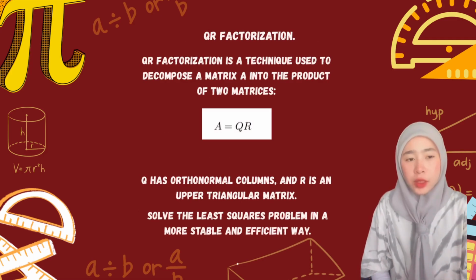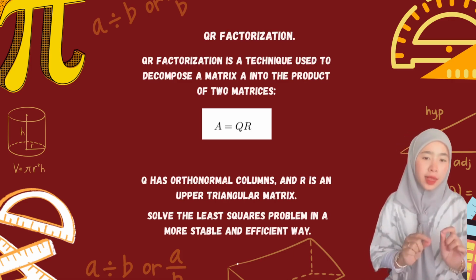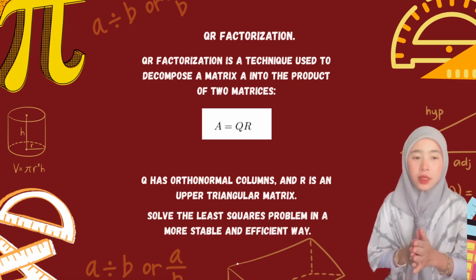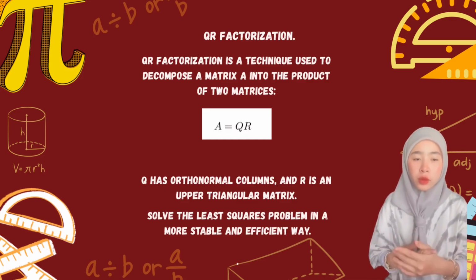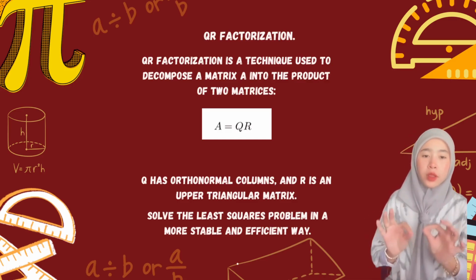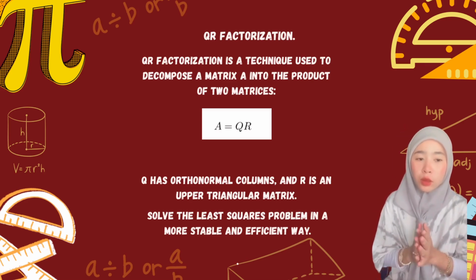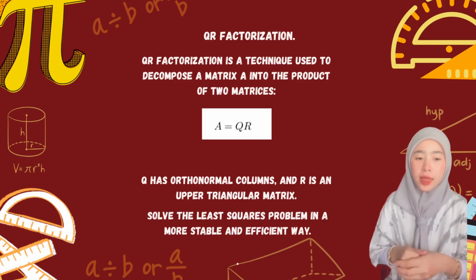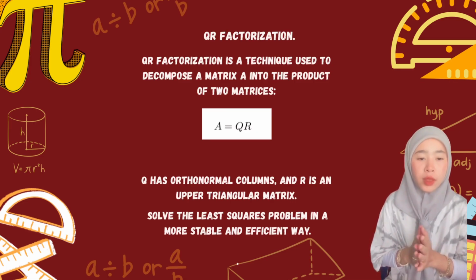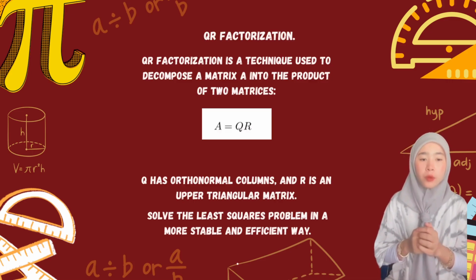For solving the least square problems, we introduce the method known as QR factorization. QR factorization is a technique used to decompose a matrix A into the product of two matrices, A equals QR, where Q is a matrix with orthonormal columns and R is an upper triangular matrix. This factorization is especially useful in numerical methods because it provides a stable and efficient way to solve the least square problem.